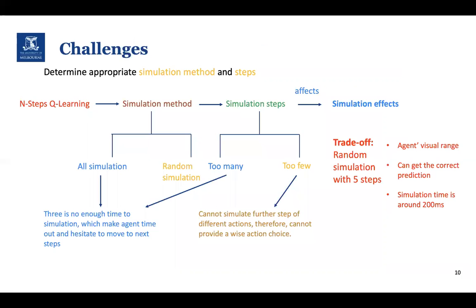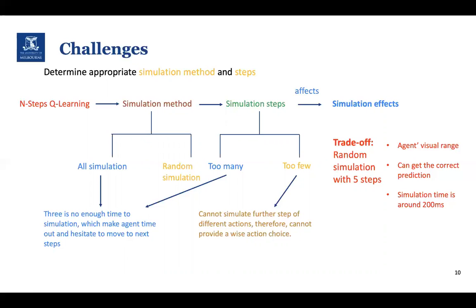Then we talk about the challenges. The first one is determining the appropriate simulation method and steps. Simulation is a crucial part of n-step Q-learning. A good simulation could provide a wise decision for Pacman. With too many simulations and too many simulation steps, there is not enough time to simulate, which makes the agent time out and stop in place.